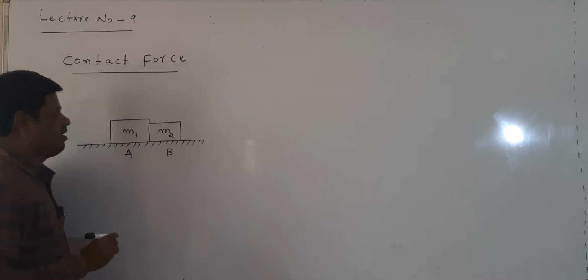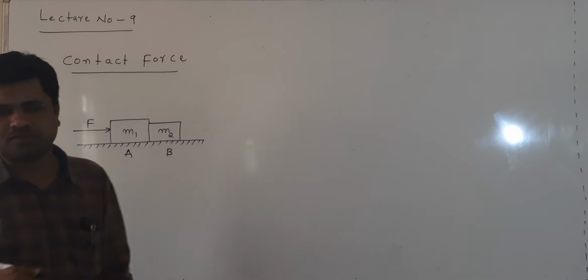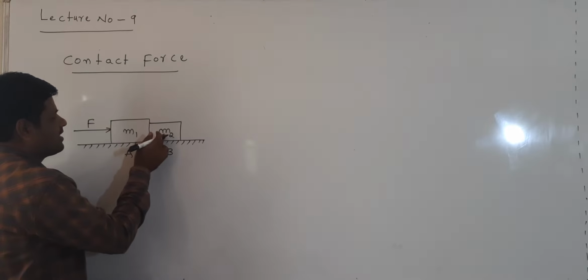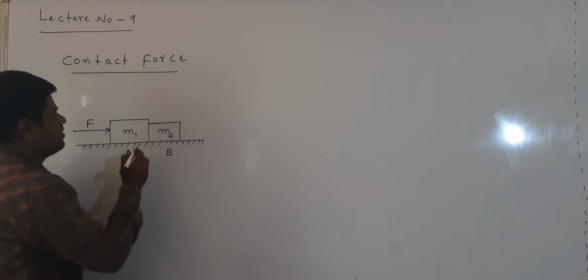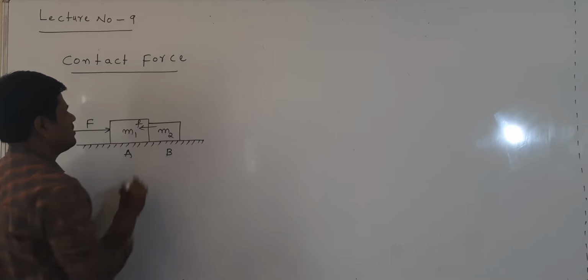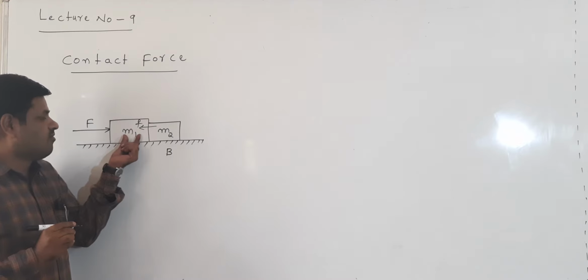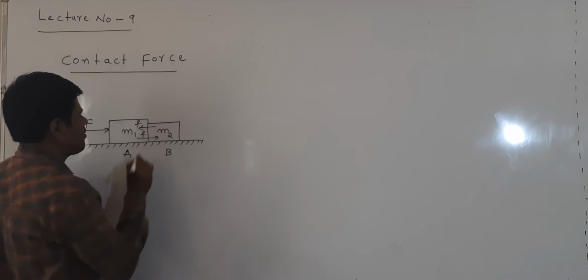Now on this body I am applying the force F. This is called the applied force. Where force F is applied, the M2 body exerts a force on the M1 body, and the M1 body exerts a force on the M2 body. That force is called contact force. This is the force exerted on the M1 body due to the M2 body. This is also a contact force: the force exerted on the M2 body due to the M1 body.